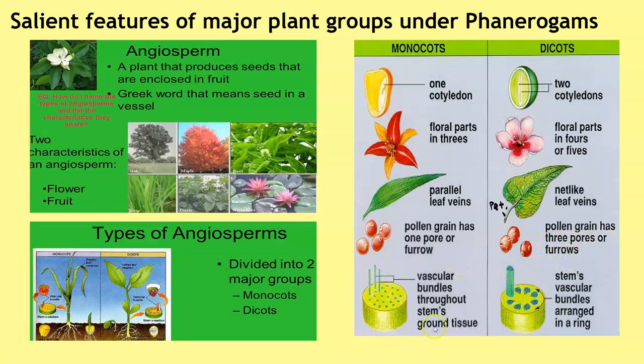Then the vascular bundle in monocots, if you see, the vascular bundle is throughout the stem's ground tissue. It is distributed evenly. But in the dicots, the vascular bundle is arranged in concentric rings like this. So I have given just a brief description about angiosperms because for this academic year the angiosperms is eliminated from your syllabus, that is, it is deleted. But it is good to know about it since in your lower classes also you must have studied about them.